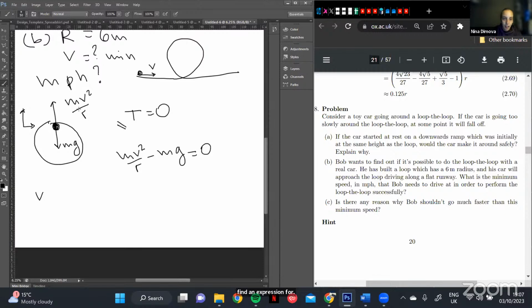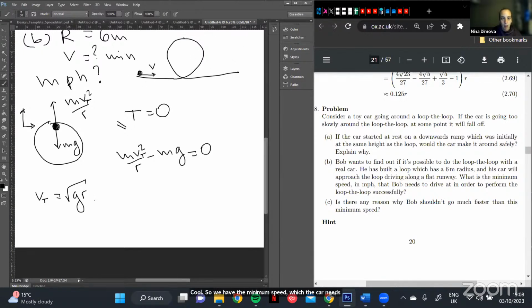And this is super useful because it gives us the opportunity to find an expression for v. So this is v at the top. So let's call it vt. Be careful with notation, unlike me. So v at the top, so that the car doesn't fall over, or at the limiting case when it does fall over. So the minimum speed it needs to have up there would be, if you just rearrange this, square root of gr. Cool.